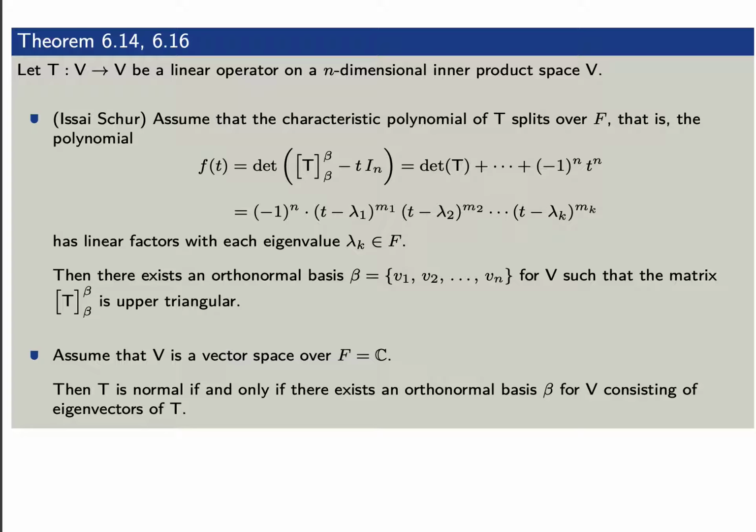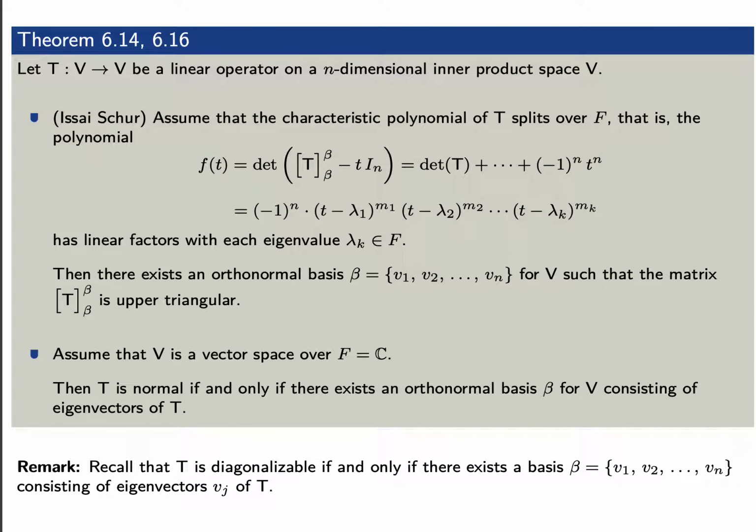Then T is a normal operator if and only if there exists an orthonormal basis beta for V consisting of eigenvectors of T. Let me remark how this is related to what we've shown in previous lessons. We've shown that T is diagonalizable if and only if there exists a basis consisting of eigenvectors of T. The difference between being diagonalizable versus being normal is that normal happens if and only if this collection of eigenvectors forms an orthonormal basis, not just a basis. We'll see more properties of this in the breakout sessions later today.